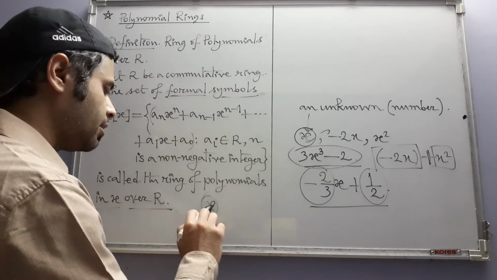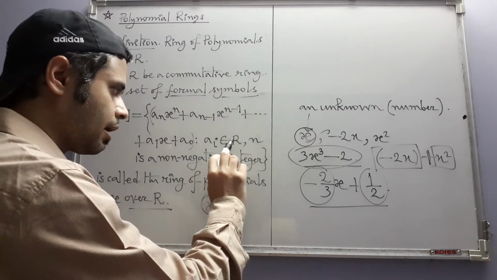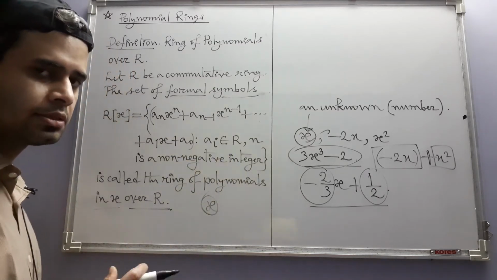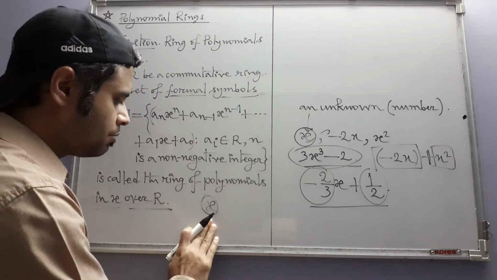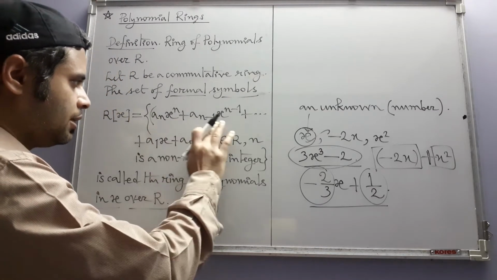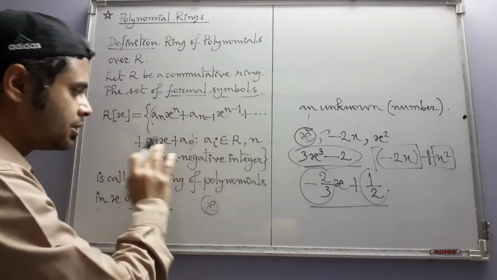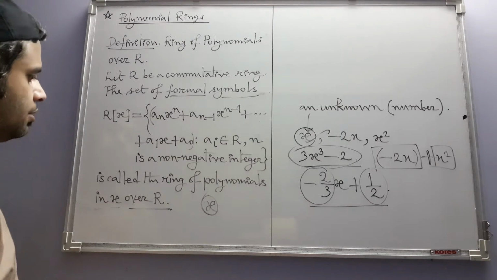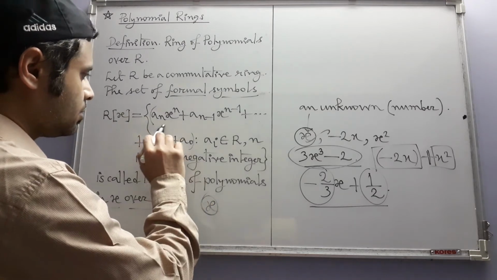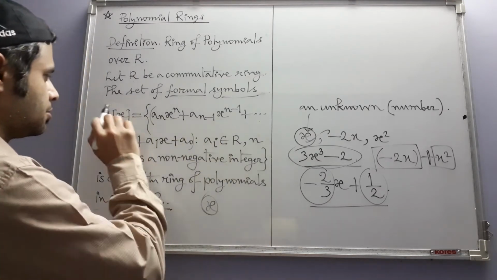And in particular, x is not an unknown ring element. Okay, x is just an abstract symbol whose sole purpose is to keep track of these coefficients, ai's. Fine. Now there are some more things.